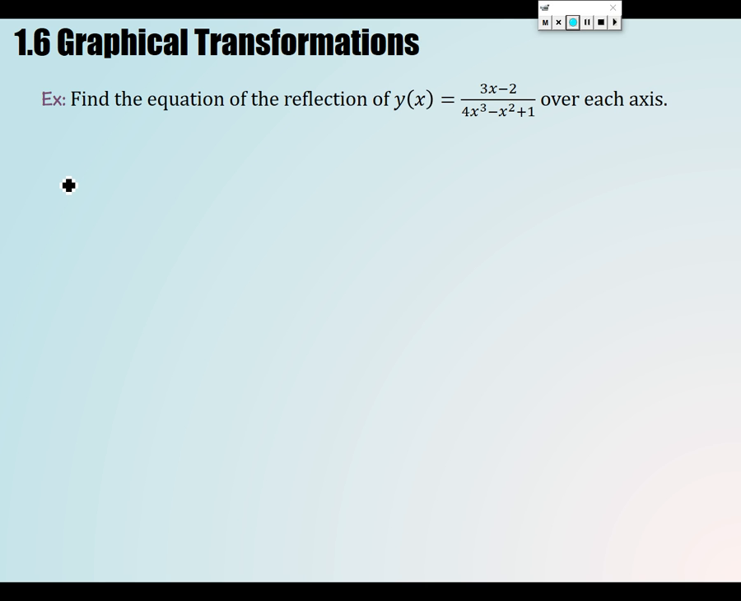So let's see if we can do this. Even though we don't have a visual for this function, can we reflect it over each of these axes? Over the x-axis, what would that be?